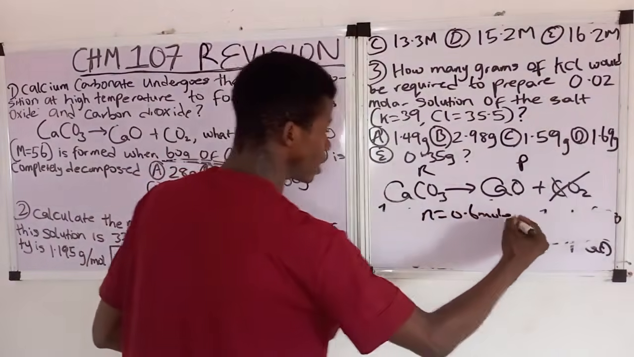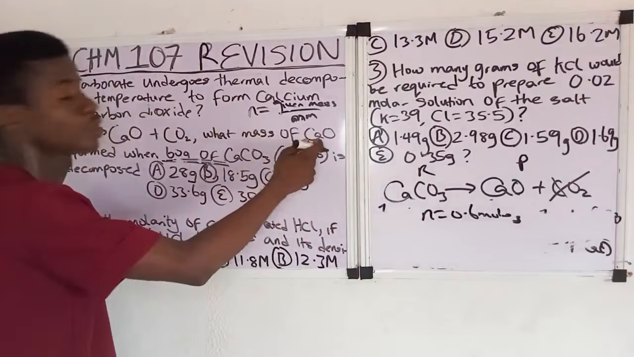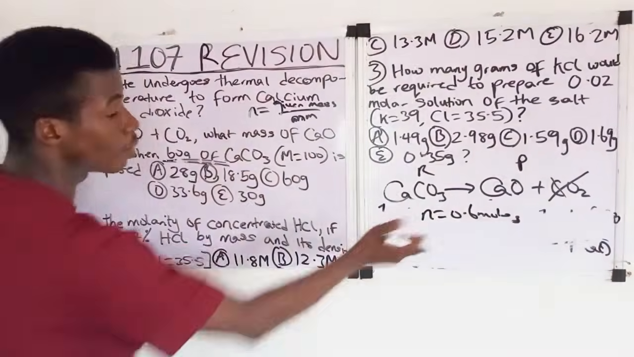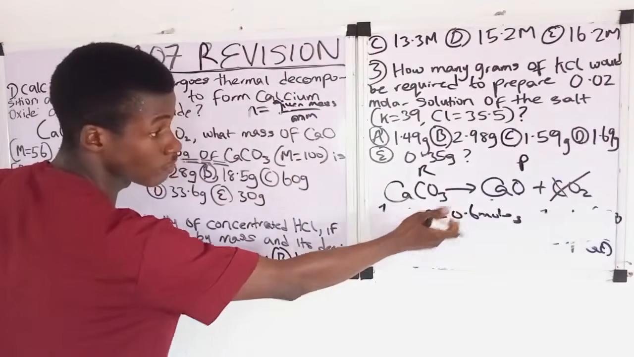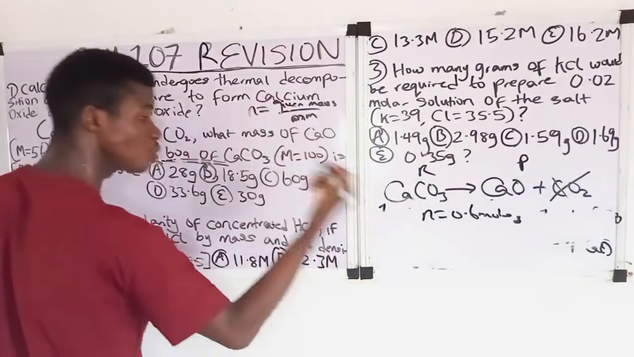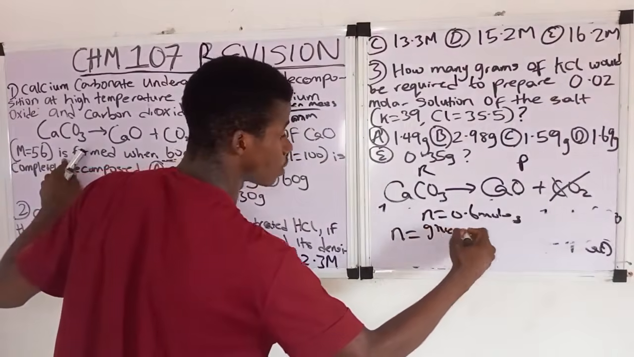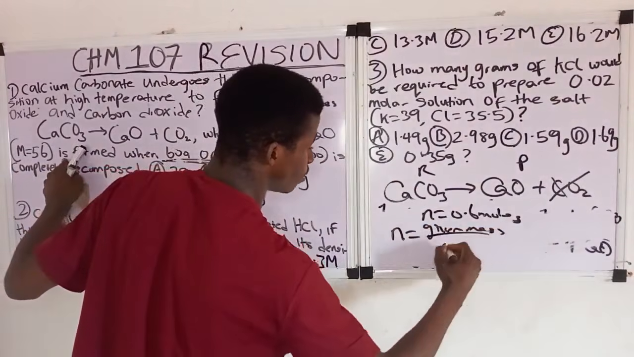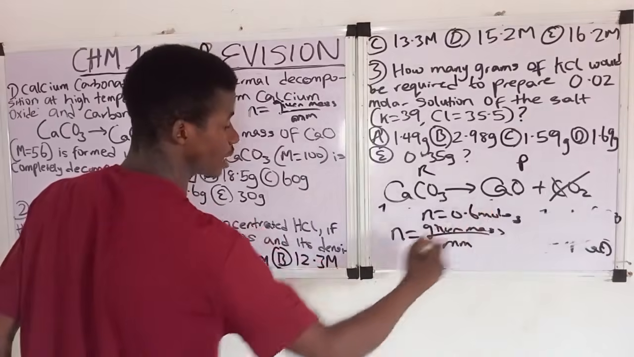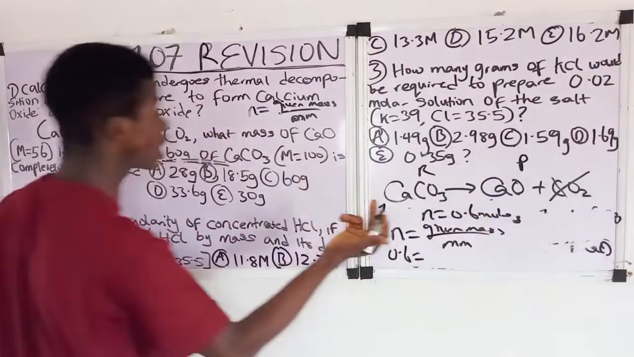The moles of calcium oxide that we get is 0.6 moles. And what are we looking for? What mass of calcium oxide is formed. So we now have the moles of calcium oxide as 0.6 mole. What are we going to do next? Using the formula, n equals given mass over molar mass, the moles of calcium oxide is 0.6, which equals the given mass, and that is what we are looking for.